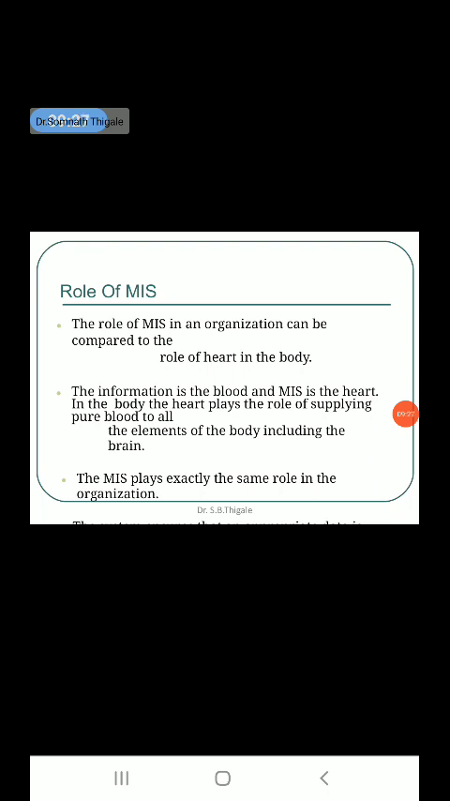Now coming to the next part, what are the roles of MIS? The role of MIS in the organization can be compared to the role of the heart in the body. Just like in our body, what is the main function of the heart? The same concept is there in the organization. MIS is the heart of the organization. The information is the blood. Just as blood moves in the body, similarly the information moves through various parts of the organization.